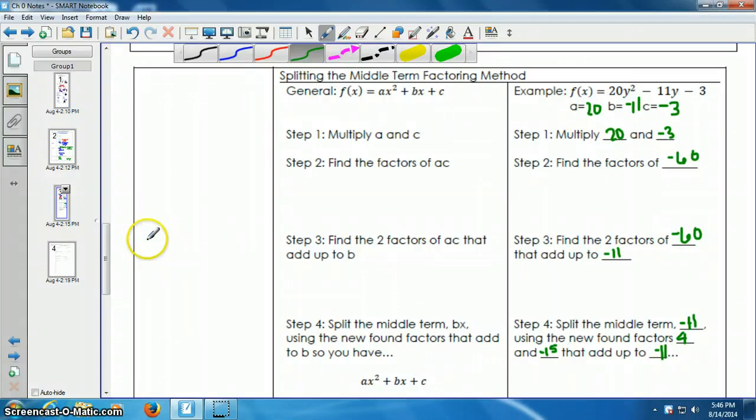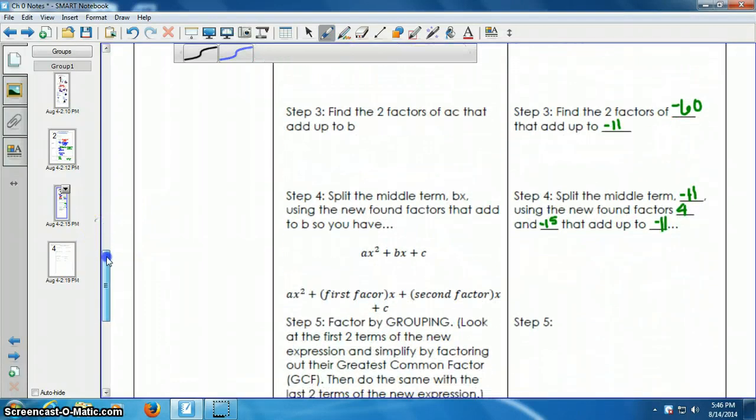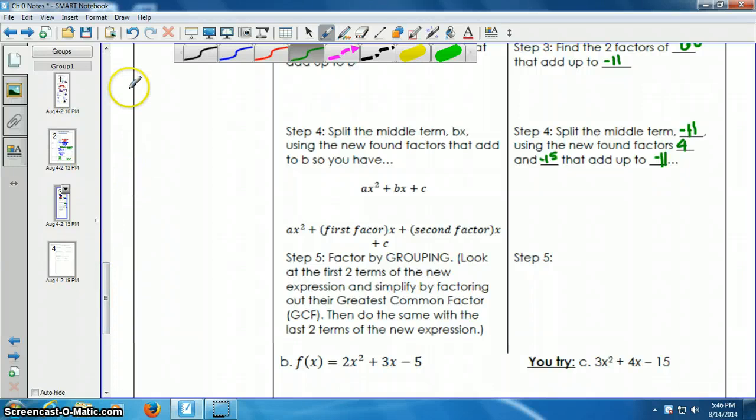So those are my 2 numbers, kind of like what we did on the previous factoring questions. So what we're going to do is replace or split the middle term. Instead of it being negative 11, we're going to write it as 4x and negative 15x, because that's the same thing. If I were to add those together, I would have negative 11x. So I'm going to keep my first term and keep my last term the same as they were above. So the first term was 20y squared. Then I'm going to bring down that negative 15y.